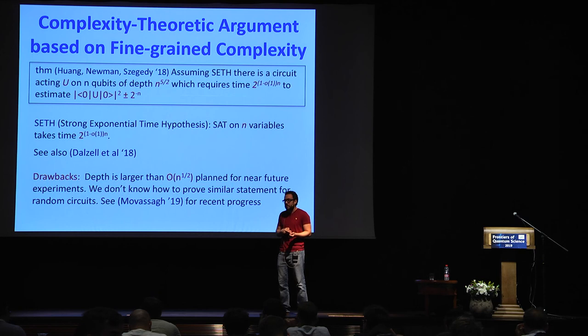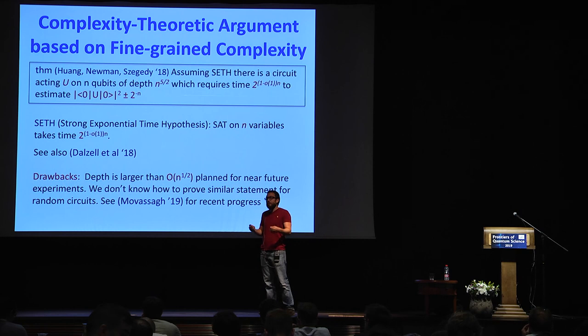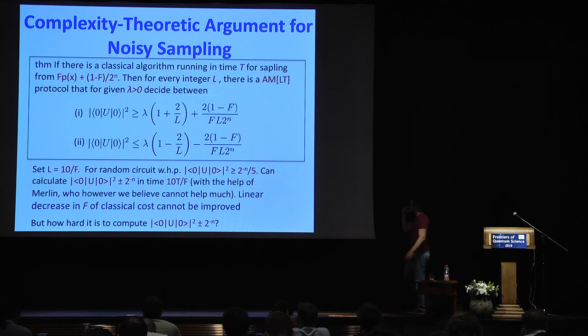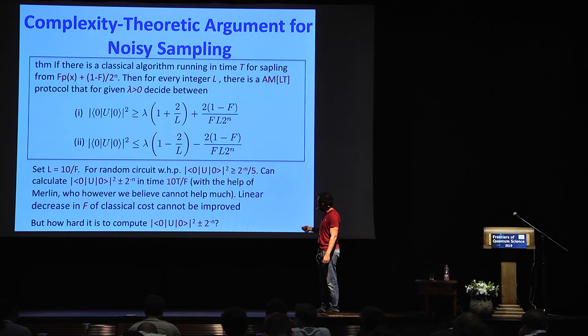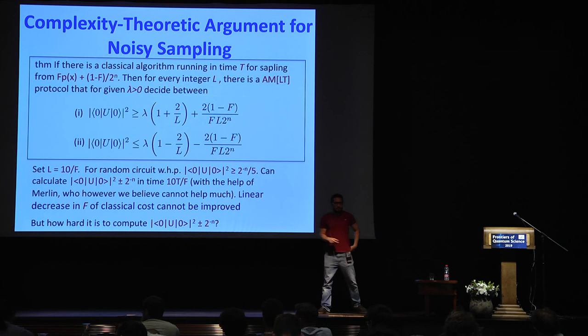So maybe you're not happy with the error model, that's true, but I think the way to go is. Yeah, right. Then I show you this result, which shows that the best thing you can have is a linear decrease in fidelity in going from the noisy sampling. Right, so this is saying that there is an AM protocol verification running in 10 T over F time, which can compute this transition probability if you can sample in time T from the noisy experiments. Okay, yeah, sure. Okay, thank you.